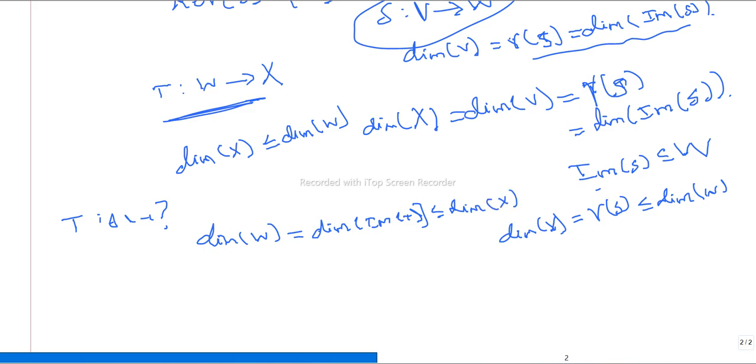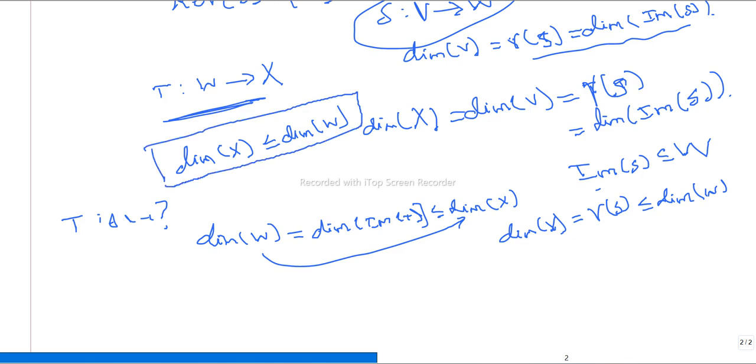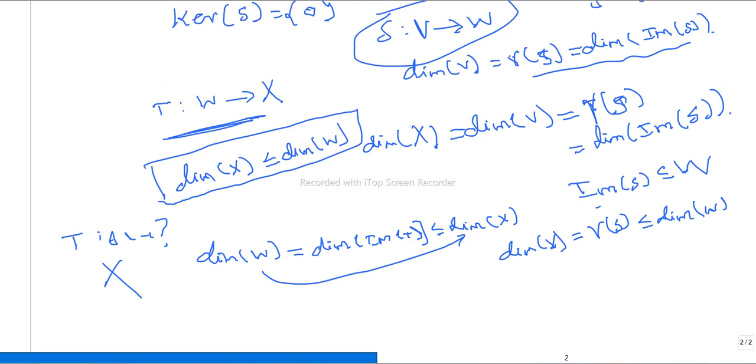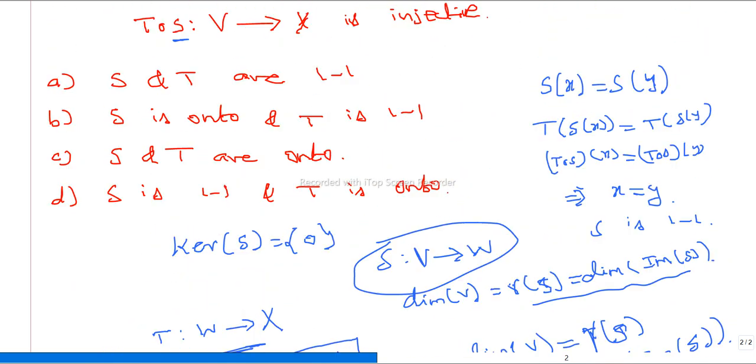X is the codomain. But here we get less than or equal to, but we know that the dimension of X is less than or equal to the dimension of W. Therefore T cannot be 1-1. If T is 1-1, we get this one. Okay, so we cannot say T is 1-1. So therefore S is 1-1, but T is not 1-1.